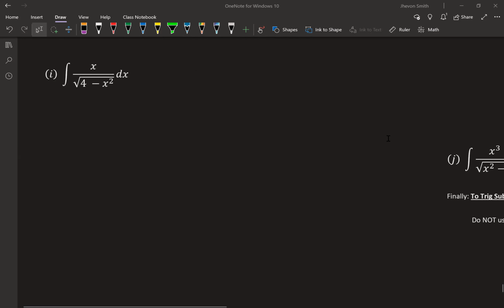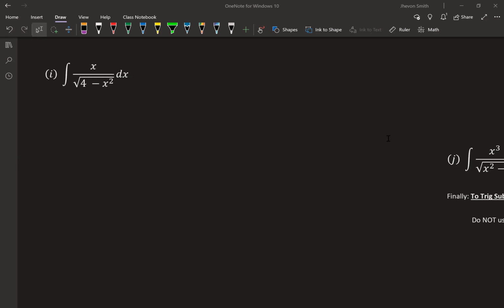Well, I would say that for x over the square root of 4 minus x squared, you would get x over 4 minus 4 sine squared theta, and therefore your x should be 2 sine theta. But what you would end up getting is 4 cosine squared theta, and the square root is 2 cosine theta.